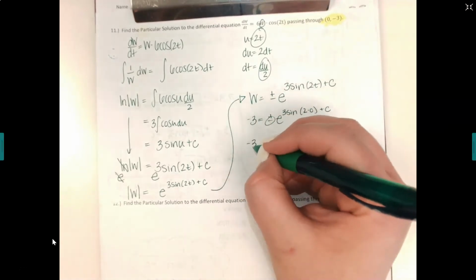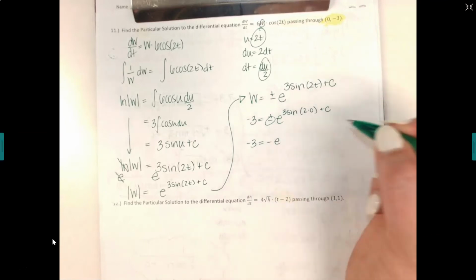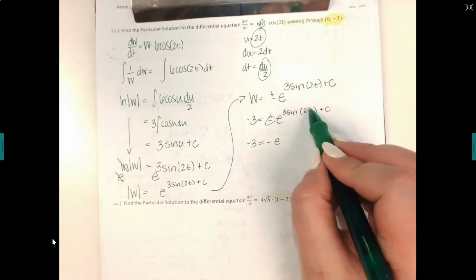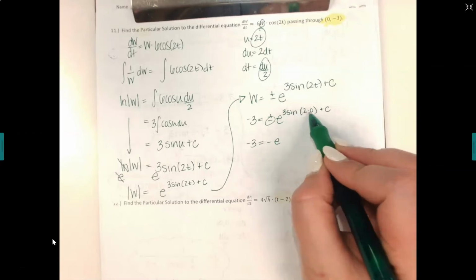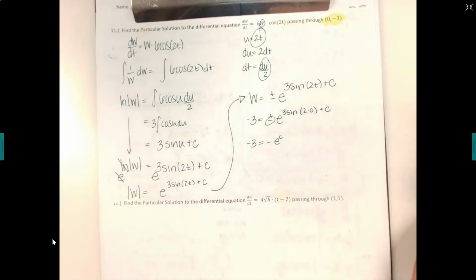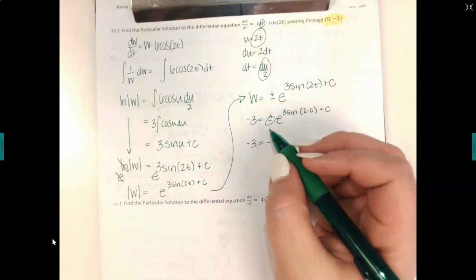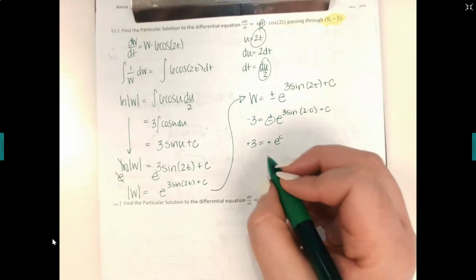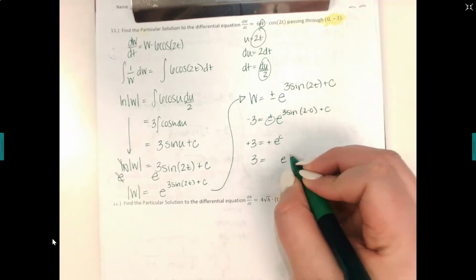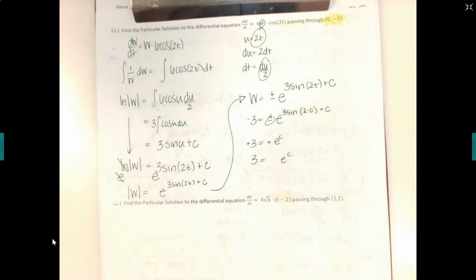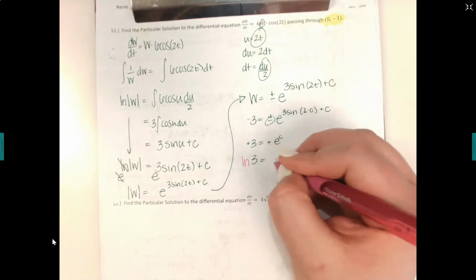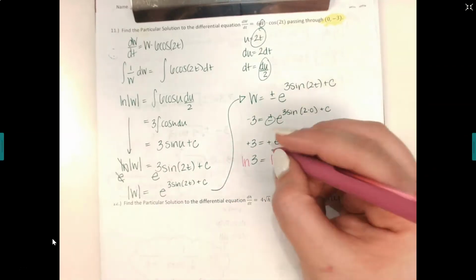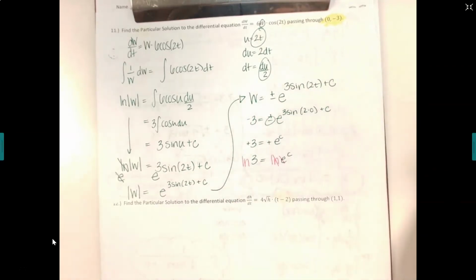So I have negative 3 equals negative e. What is 2 times 0 in here? 0. What is sine 0? 0. So really that's just a c. Are we good with that? Yeah. Technically it's a 0 plus c. Well, then I'm going to multiply by negative 1 on both sides to cross those guys out. And if 3 equals e to the c, what's my last step to solve for c? Can't divide. ln. Because remember, ln and e eliminate each other. So then in that case, my c is just the ln of 3.